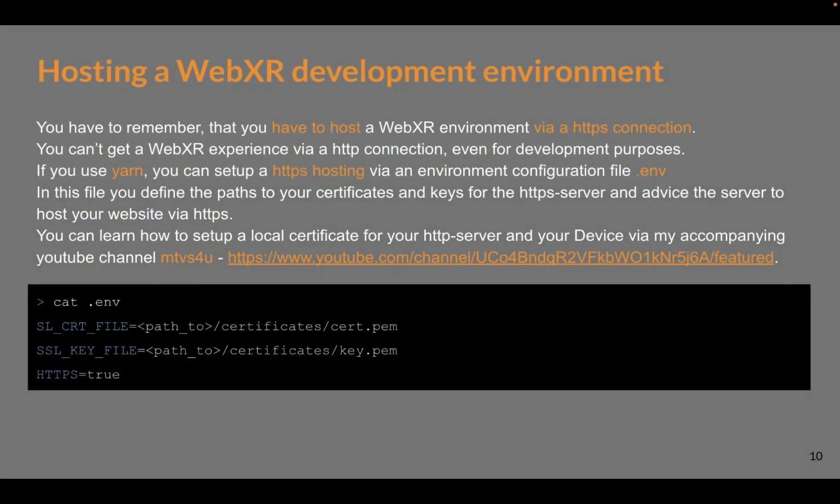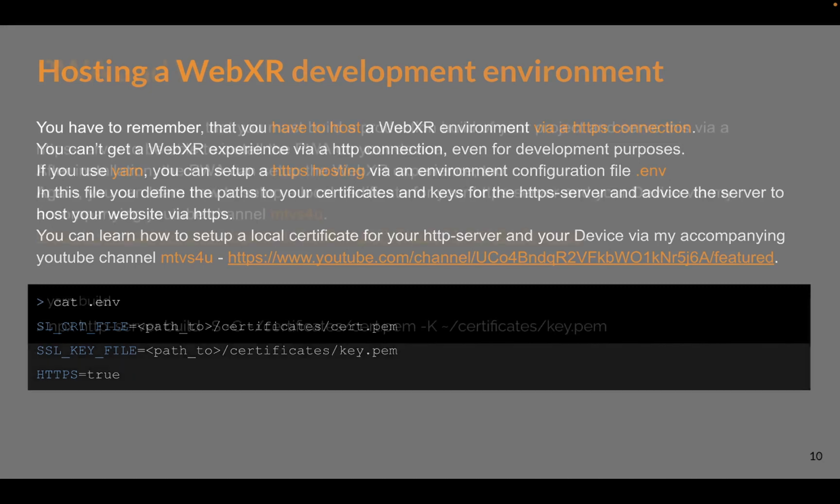You have to remember that you have to host a WebXR environment via HTTPS connection. You can't get a WebXR experience via HTTP connection, even for development purposes. If you use Yarn, you can set up a HTTPS hosting via an environment configuration file called .env. In this file you define the paths to your certificates and keys for the HTTPS server and command the server to host your website via HTTPS. You can learn how to set up a local certificate for your HTTP server and your device via my accompanying YouTube channel in this playlist.